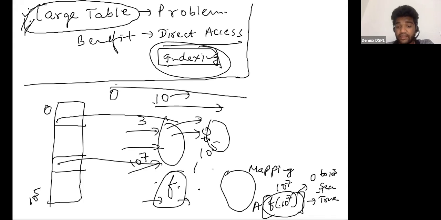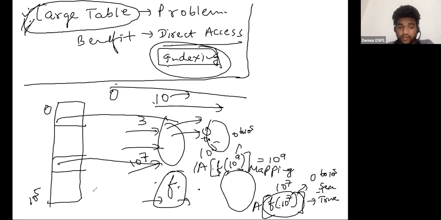Similarly, if you want to insert a data item, let's say you want to insert 10 to the power 9, you can get the index from f of 10 to the power 9. This will give you an index between 0 and 10 to the power 5 where you have to insert it, and then you can simply insert it.